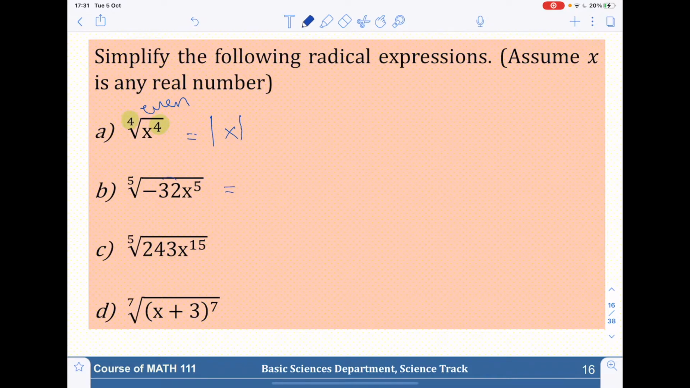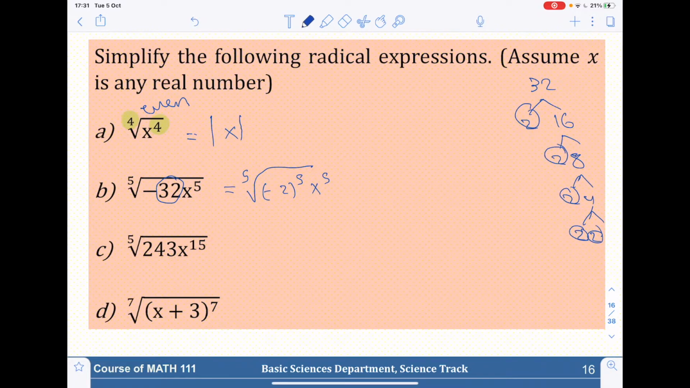Here we have a number that is not written in power form, so we write 32 in power form, which is 2 to the power 5, then x to the power 5. You know, 32 is 2 times 16, then 16 is 2 times 8, then 8 is 2 times 4, then 4 is 2 times 2. So you can see that 32 is 2 to the power 5. And negative 32 is negative 2 to the power 5.